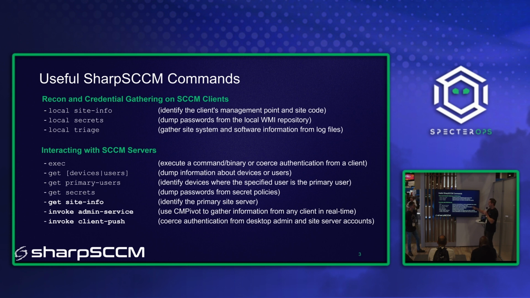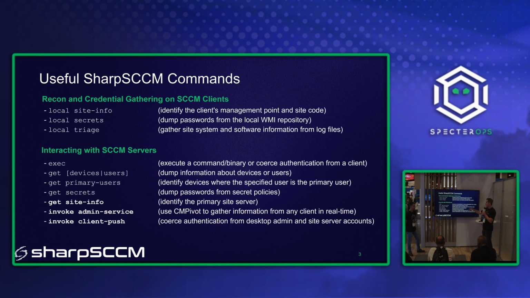And then when you have escalated privileges in the SCCM environment, the exec command will let you run a command or execute a binary on any client or any group of clients at the same time. The get command retrieves information over WMI from the SCCM SMS provider or the management point. So something like the get secrets command is the same thing as the local secrets one, but it retrieves those through policy from the management point.